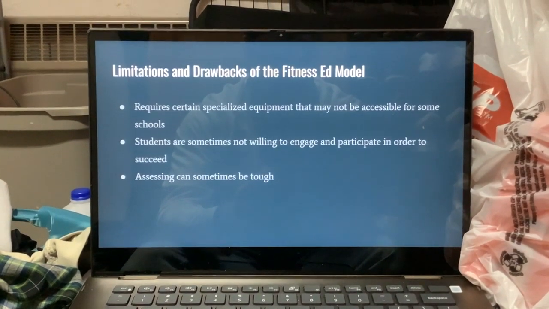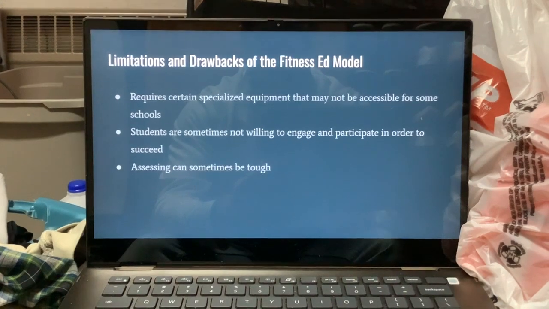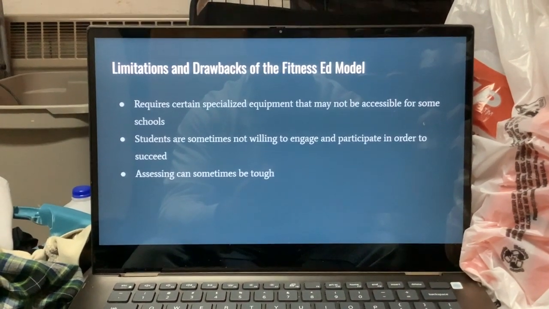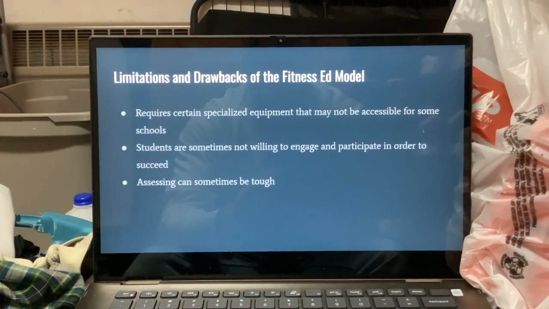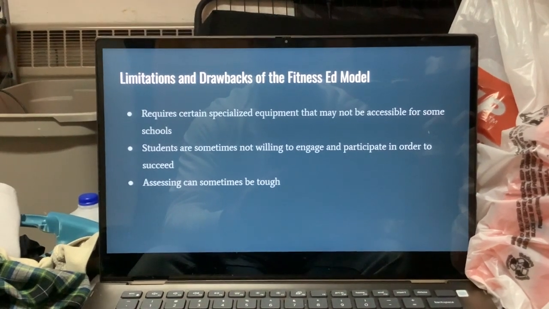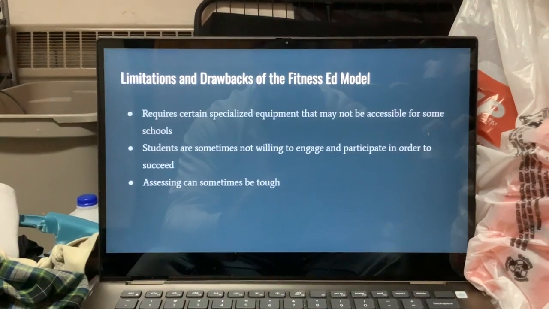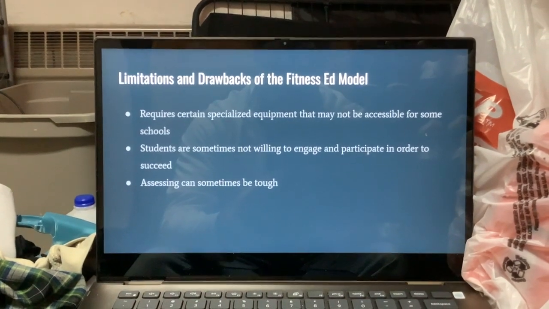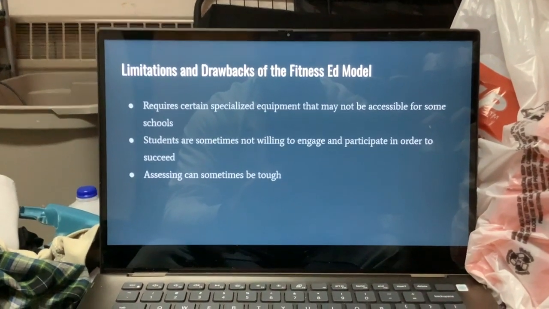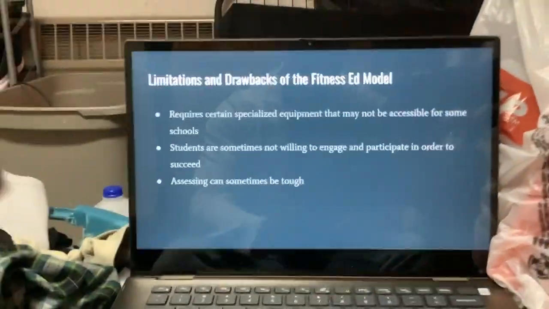Assessing can also sometimes be tough as well. So you can assess on their growth, their work ethic, their participation, whether they reach their goal or not. It all depends. But assessing that is kind of tough, and assessing PE in general can sometimes be tough. So yeah.